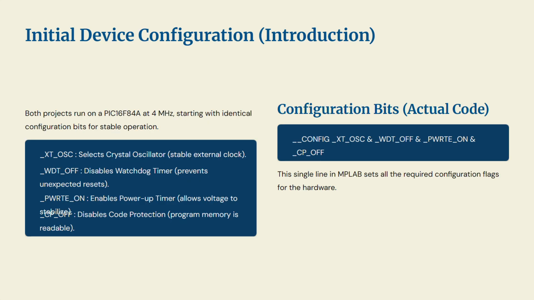In this project we use the PIC16F84A microcontroller, running at 4 MHz, to implement two digital systems in MPLAB assembly. Both programs begin with the same configuration bits: XT OSC, which selects the crystal oscillator mode to ensure the device operates with a stable external clock; the WDT, which disables the watchdog timer so the program does not reset unexpectedly; the PWRTE, which provides a controlled power-up delay to allow the voltage to stabilize before execution; and finally the CP, which disables the code protection so the program memory remains readable.